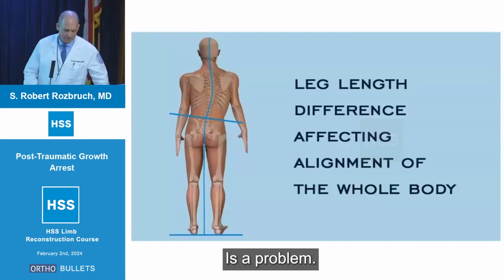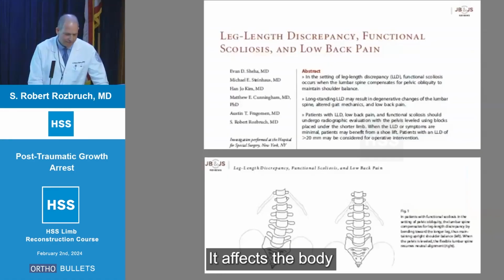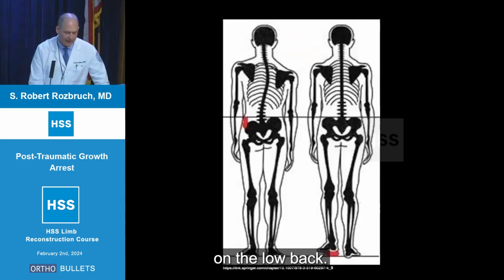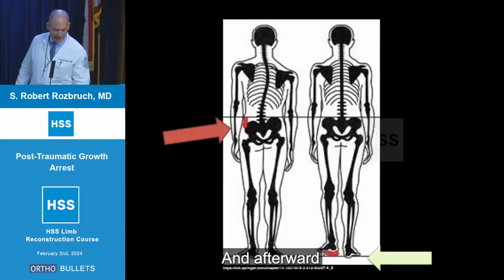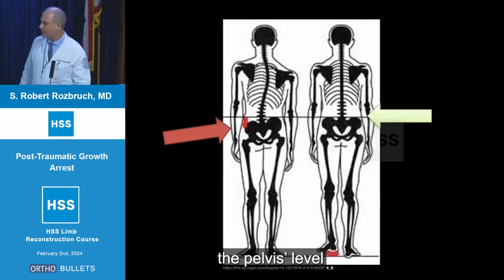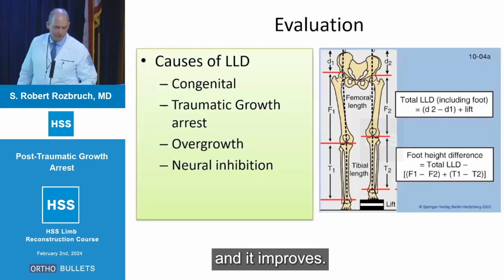is a problem. It affects the body, and it has its effects on the hip, and it has its effects on the low back. And when you have a leg length discrepancy, you have a functional scoliosis, and afterward, when you correct it, the pelvis is level and it improves.